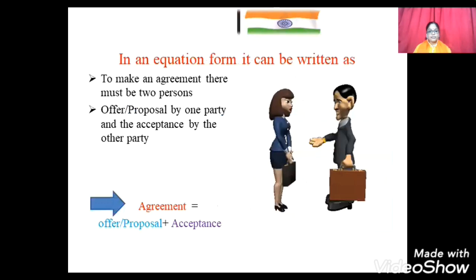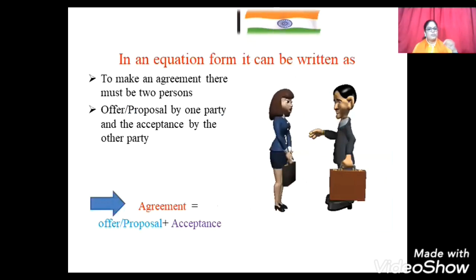Right. Now, in equation form, how can agreement be written? See, to make an agreement, there must be two parties. I made an agreement with Mr. Ram: will you come with me for a cup of coffee? So there must be two people. To make an agreement, there must be two people.